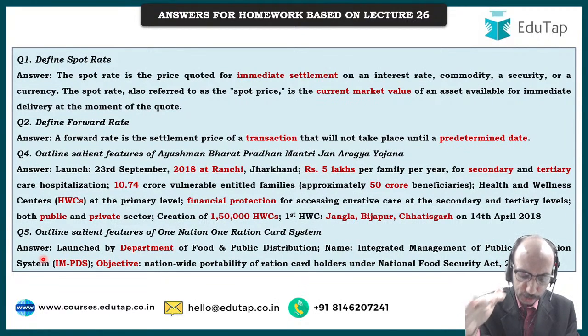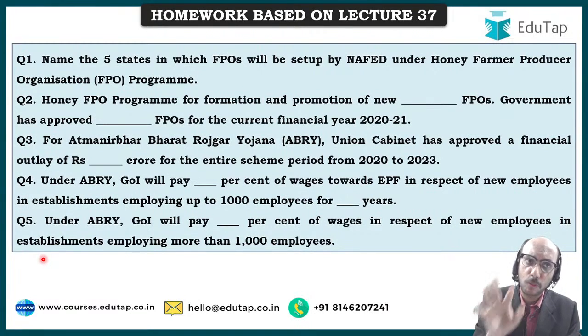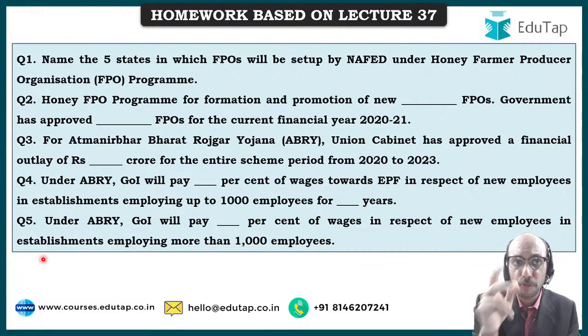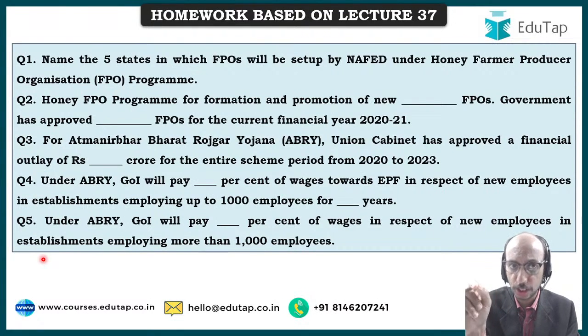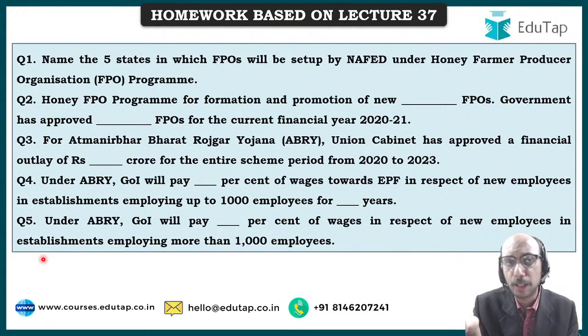So keeping all these things in mind, I had given the homework questions and I have discussed the homework questions with you over here. Now 5 more questions have been provided to you as homework based on lecture 37. I have given you 5 homework questions over here, right, regarding the recently launched Honey Farmer Producer Organization program. So the first 2 questions are related to the HFPO program. 3, 4 and 5 are regarding Atmanirbhar Bharat Rozgar Yojana, which has again been recently launched. So these 5 questions are related to the current aspect of ESI.